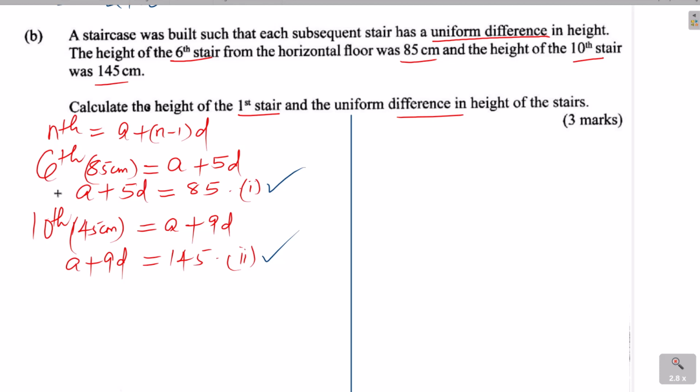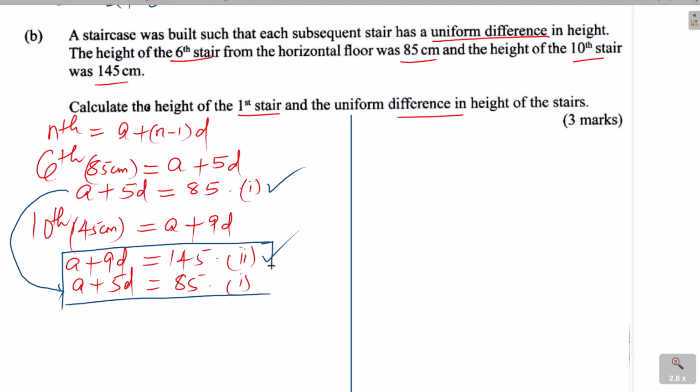and we can solve them simultaneously. So simply bring this one here. So this is a plus 5d is equal to 85, equation 1. When I solve them simultaneously, I'll get the value of a and d. So I'll use the elimination method, whereby I'm going to eliminate a. So a subtract a, so I subtract the two equations. A subtract a, that is eliminated.